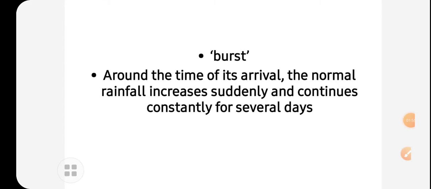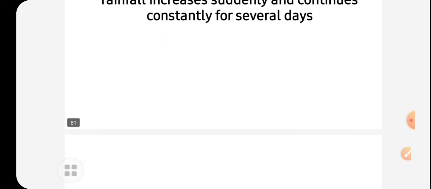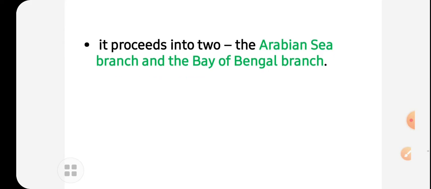So there is a term which is burst. Monsoon burst means that around the time of its arrival the normal rainfall increases suddenly and continues constantly for several days. Burst means heavy rainfall of the monsoon, especially in the month of August. Then it proceeds into two, that is the Arabian Sea and Bay of Bengal branches.